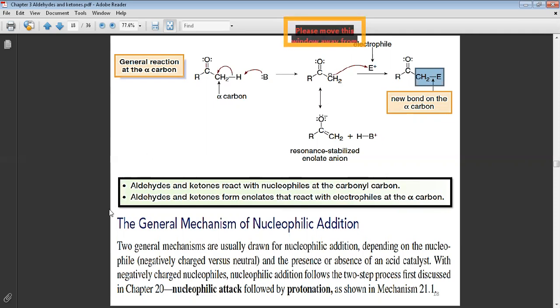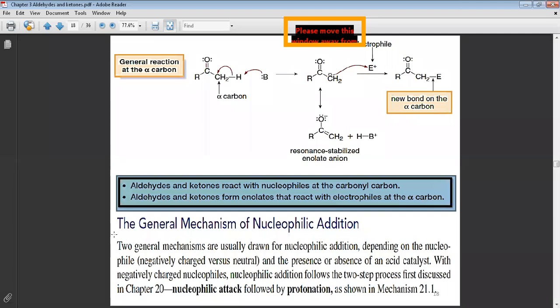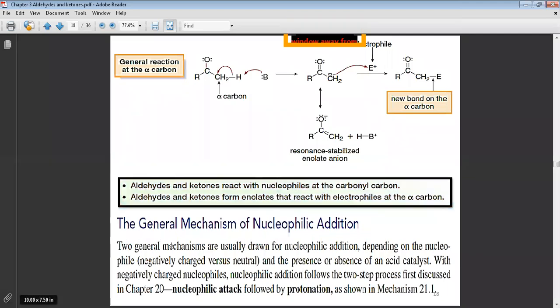Now the mechanism for the nucleophilic addition. Look, we have nucleophilic addition now. We will take the mechanism. The general mechanisms are usually drawn for nucleophilic addition dependent on the nucleophile: negatively charged versus neutral. That means your nucleophile will have a full negative charge or it will be neutral. And also the presence or absence of an acid as catalyst. Sometimes we can use acid as catalyst for the nucleophilic addition.